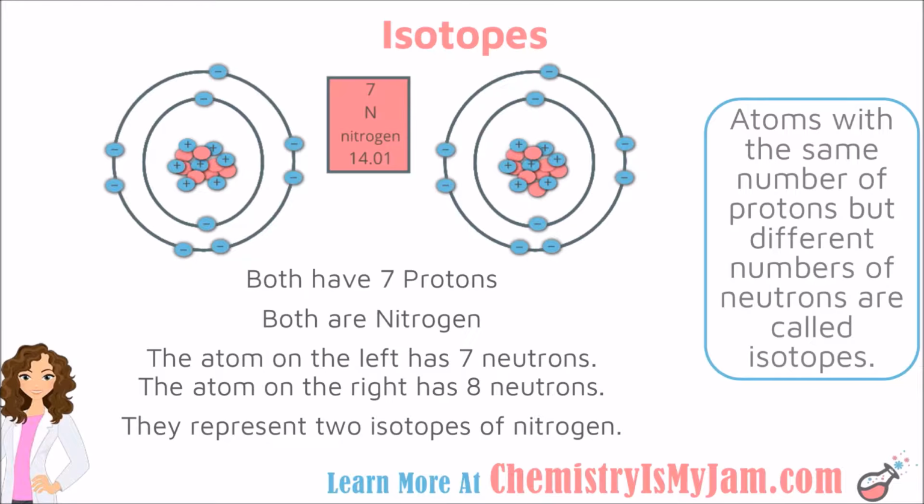However, the number of neutrons can vary for nitrogen. This one over here has 7 neutrons, and this one over here has 8 neutrons, and that is totally okay. Those are two different isotopes of nitrogen. So the number of protons is dictated by which element you're dealing with, but the number of neutrons can change.